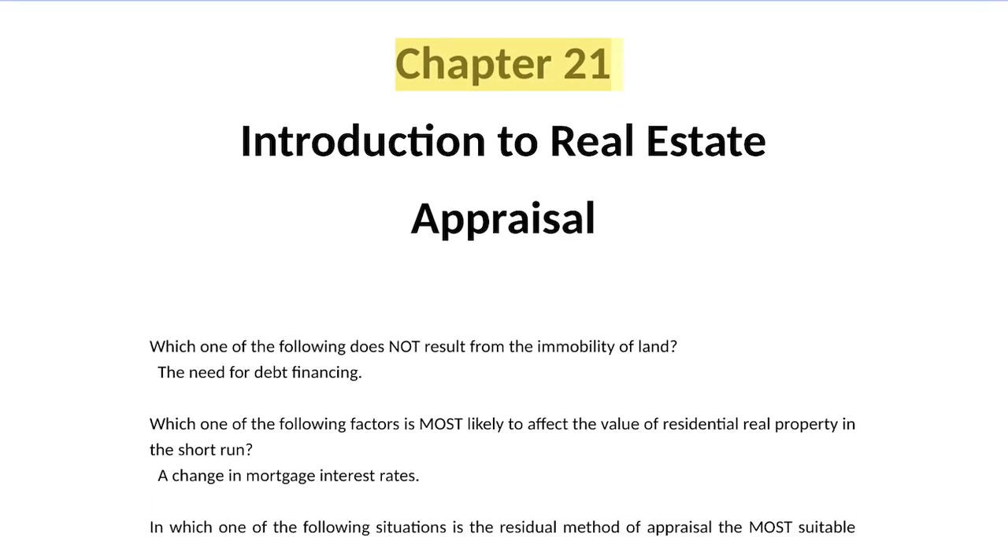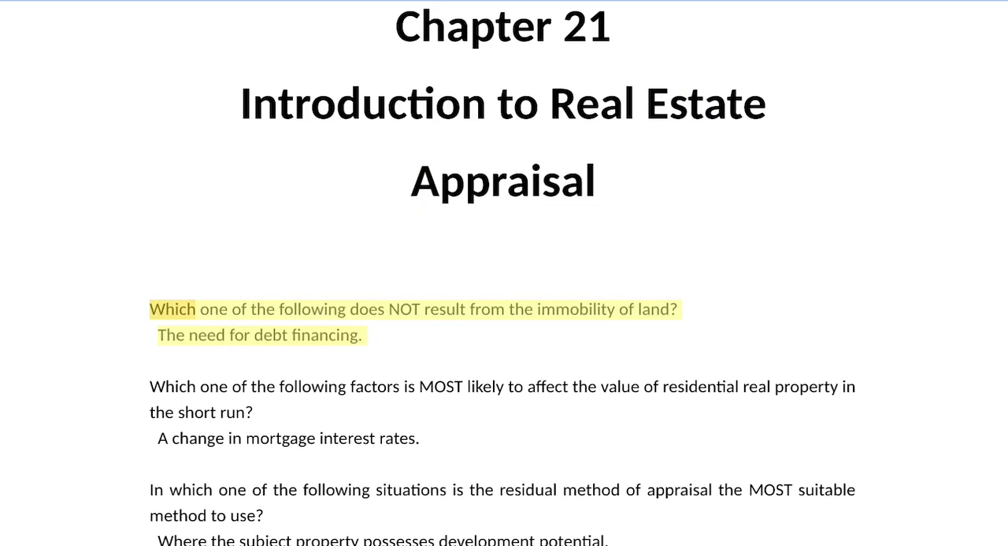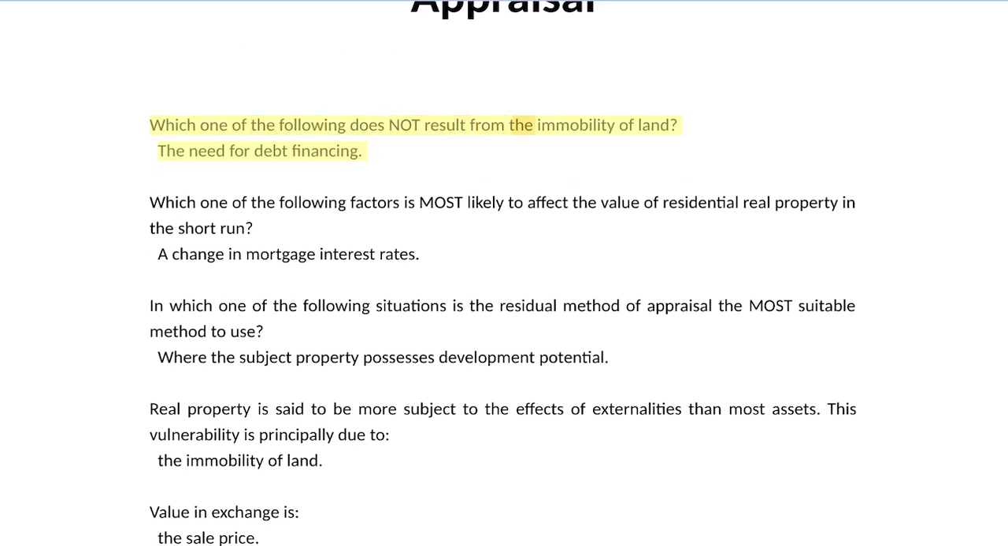Chapter 21. Introduction to Real Estate Appraisal. Which one of the following does not result from the immobility of land? The need for debt financing.